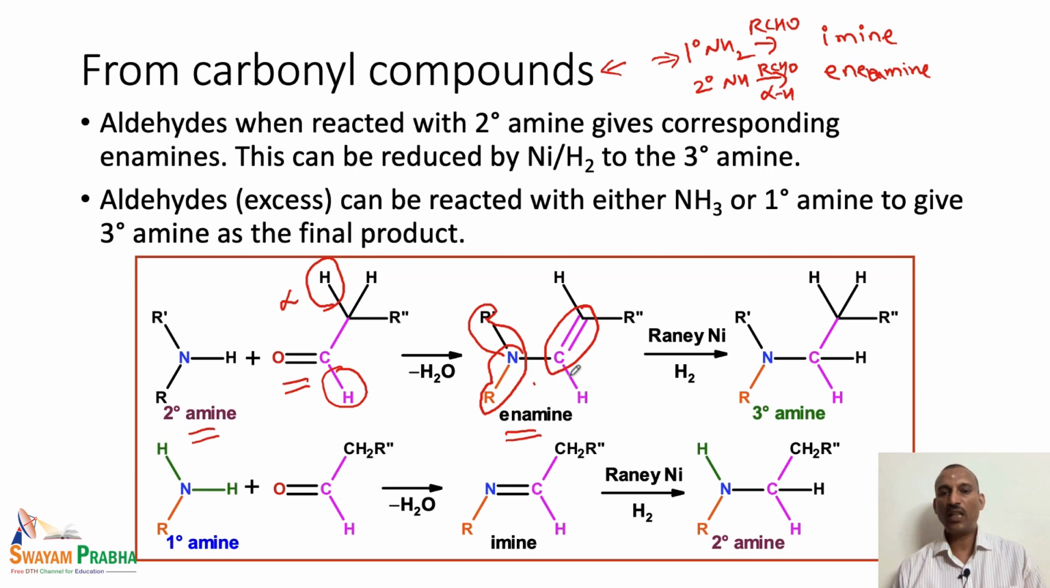This enamine derivative can be reduced using Raney nickel. Here the double bond is reduced, so we end up with a tertiary amine. So, this is one way of preparing tertiary amine.